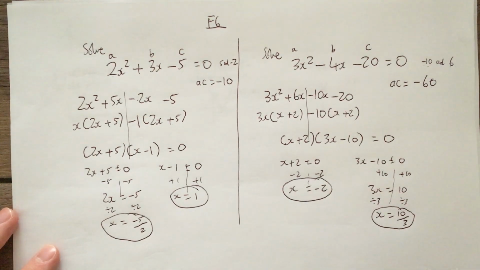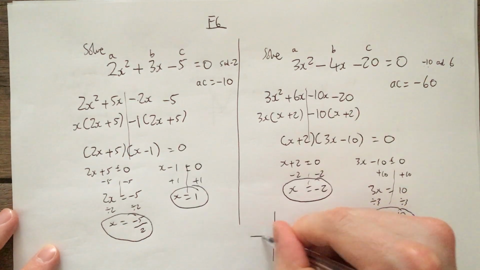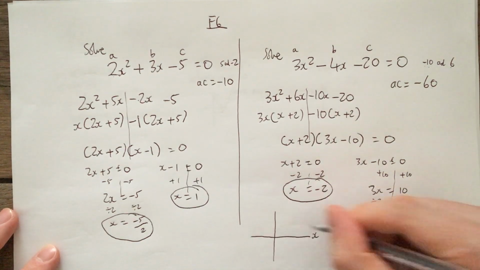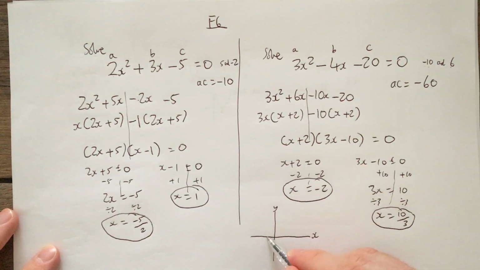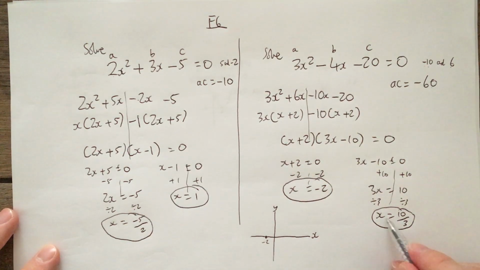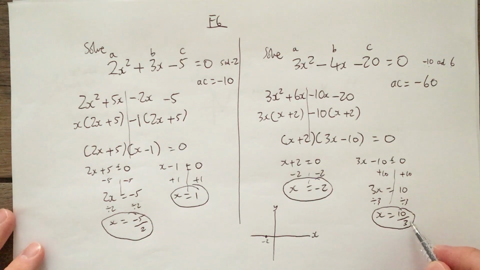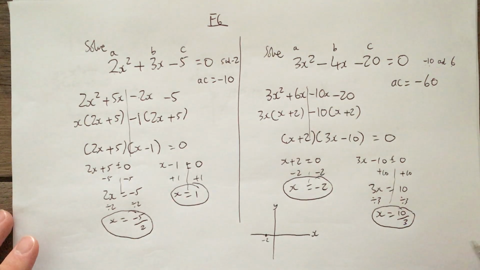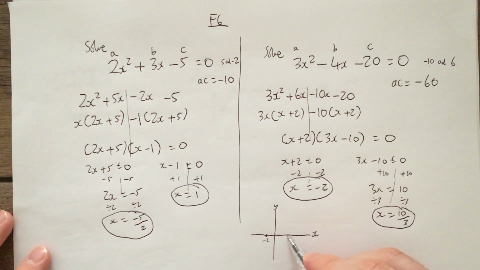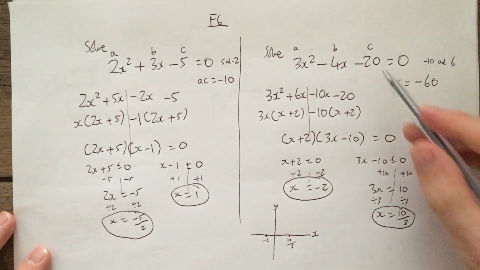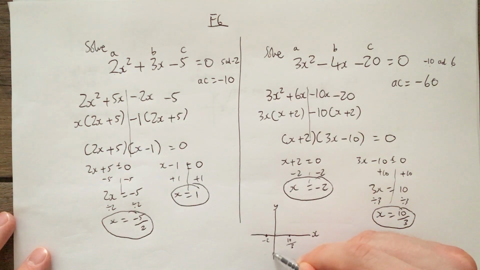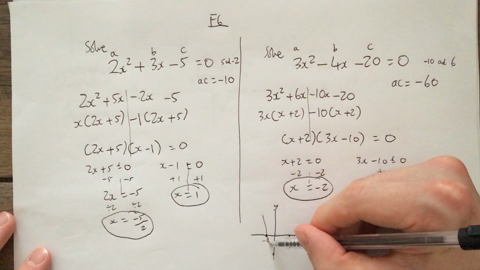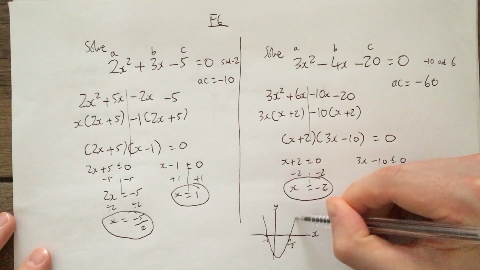And for anyone that still cares, if I was going to draw that on a graph for this specific one here, x equals negative 2 would be around here. x equals 10 over 3. Well, 10 divided by 3 is like 3.333. So 3.33 might be around here. So 10 over 3. And then we know that the y value is negative 20 down here. So I imagine it will look a little bit like that.